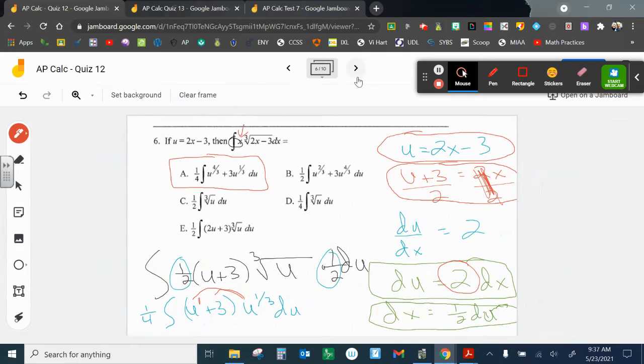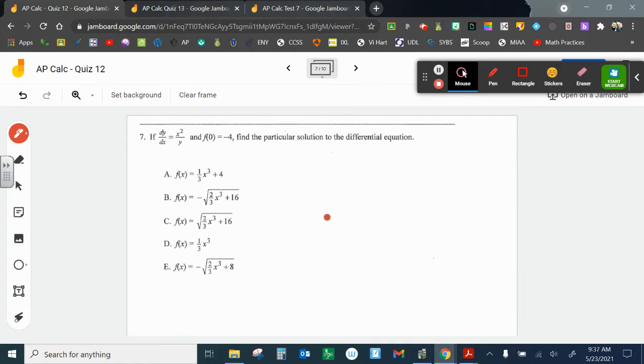But if you ever have to multiply by a variable, we have to go through and use u substitution. Okay? All right, let's take a look at number 7. So on number 7, we want to get to the particular solution to the differential equation. So let's first find the general solution.